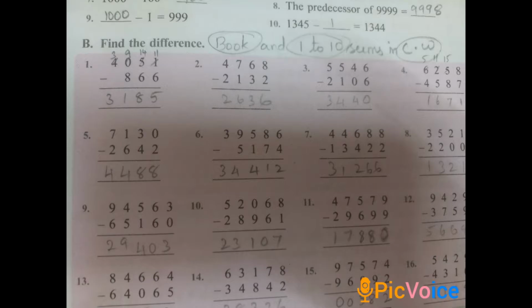So children, you have to copy only the 10 sums in the CW. Remaining sums, there are 16 sums here. You can write the sums in the book itself. Only 10 sums you can copy in the CW.